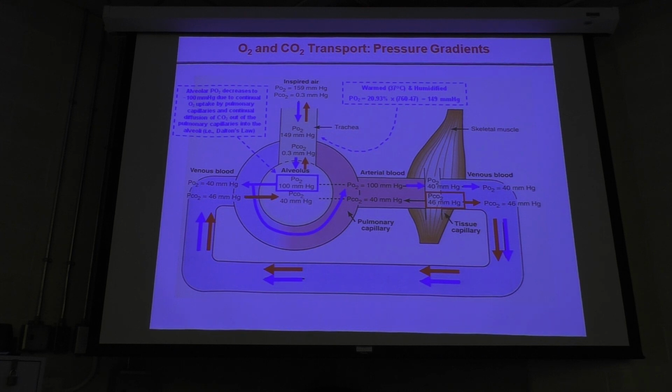Okay? So we have oxygen and carbon dioxide moving along their respective pressure gradients for oxygen delivery to the tissue and reoxygenation at the lung, and carbon dioxide production at the tissue and removal at the lung.